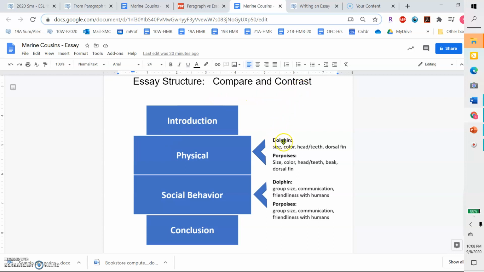It's similar to the paragraph style where you're going to talk about the focal point physical characteristics for dolphins and porpoises with the same points of comparison for each. And then you're going to do the same for the second point of comparison, social behavior for dolphins and porpoises. And then you've got a final paragraph, which is your conclusion paragraph.